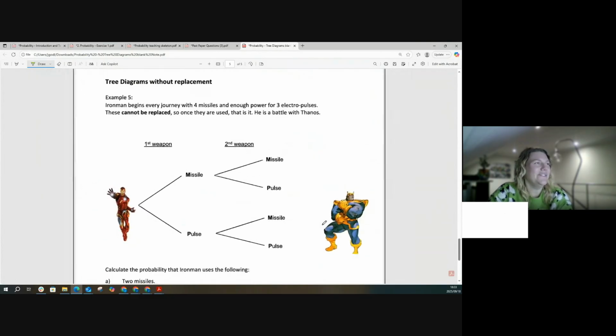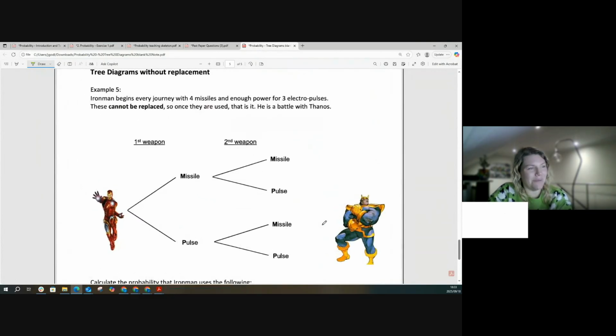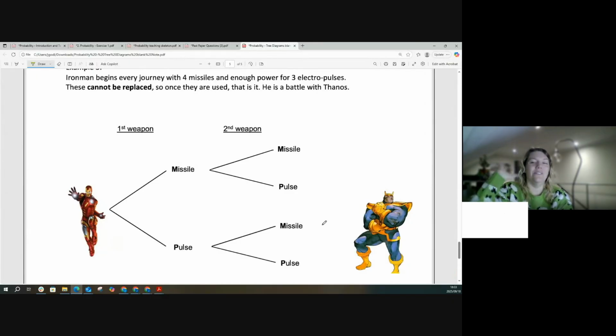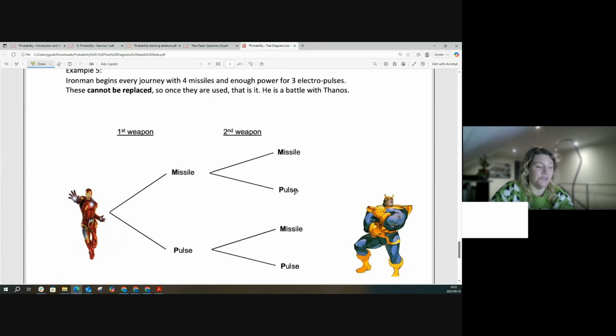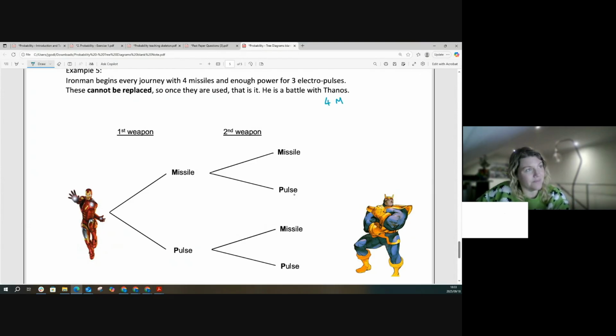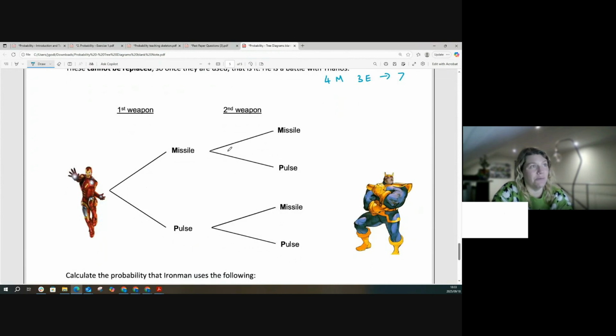Okay, so now we're going to look at without replacement. So this is now saying if we have used the weapon, then we've used it, so it doesn't get replaced. So in this situation, we have got 4 missiles and 3 electro pulses. So we have 7 weapons in total, and they cannot be replaced.